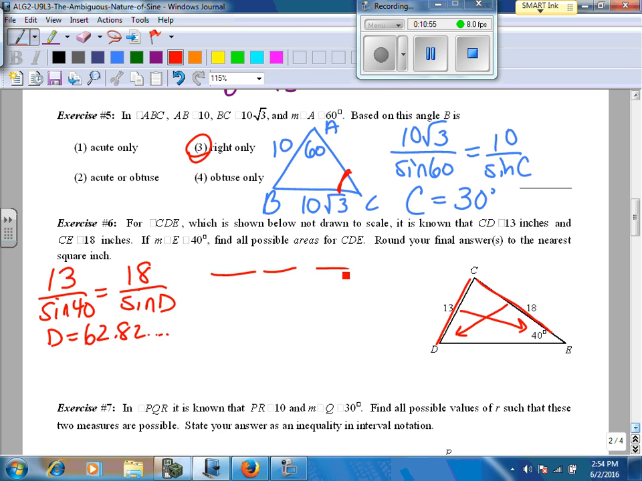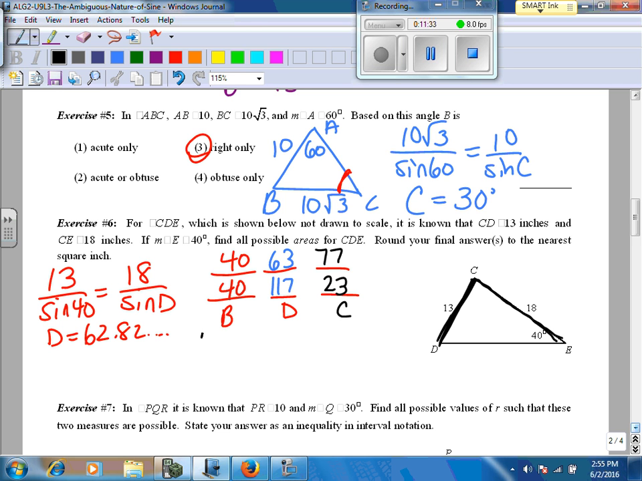Let's set up our spaces for our possible angles here. So this is angle D, and then, actually no, angle B, which was given, which is 40 degrees. We just found angle D to be either 63 degrees or its supplement, which is 117. So does that leave us room for angle C? Yeah, it could be 77 degrees, or it could be 23 degrees. Now for the areas, we're going to have to figure out the two possible areas here. These are the only two sides that they gave us.